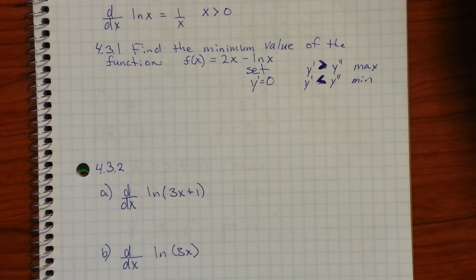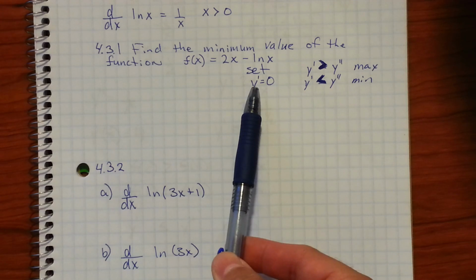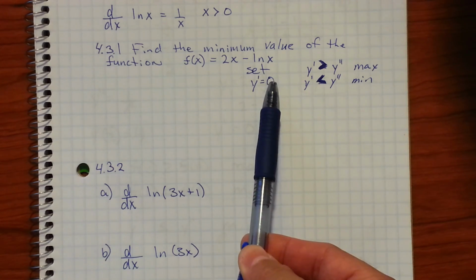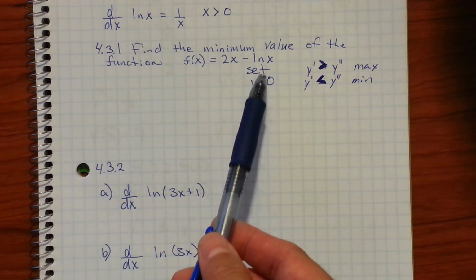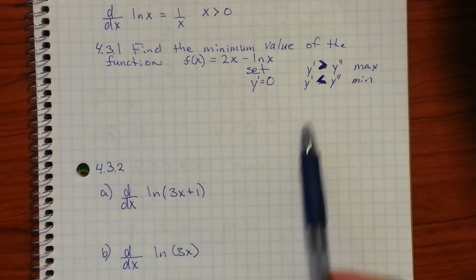Now, this next part, we're finding the minimum value of the function f of x equals 2x minus ln x. Here are the steps for this. I'm going to set my first derivative equal to 0, and that's going to give me an answer. That's going to be a critical point.